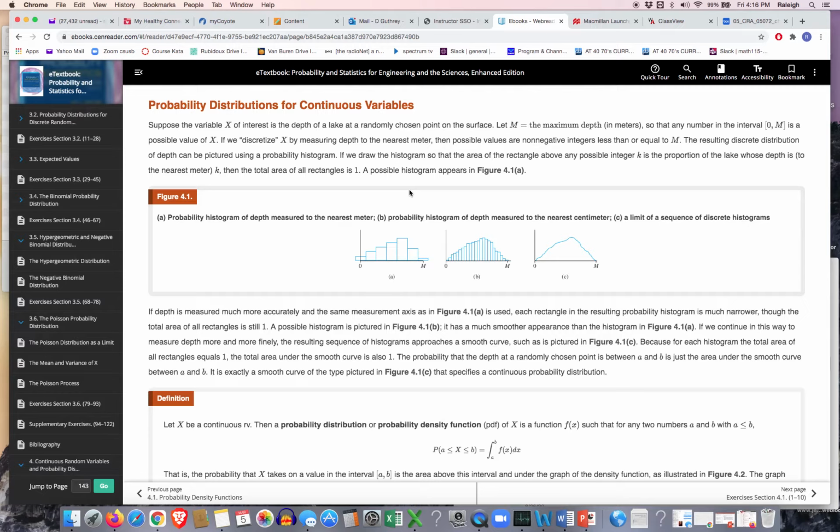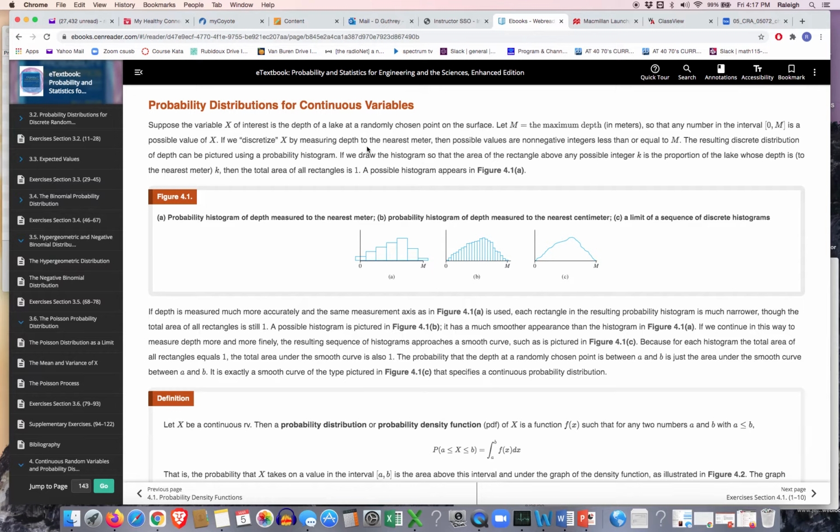As we go to this part of 4.1, probability distributions for continuous variables. This gets into something that I've shown many times in a PowerPoint that I wrote up a few years ago, where we have, well, they say here's the lake. The depth of a lake is x, and m is the maximum depth in meters. And so any number between 0 and m is a possible value of x.